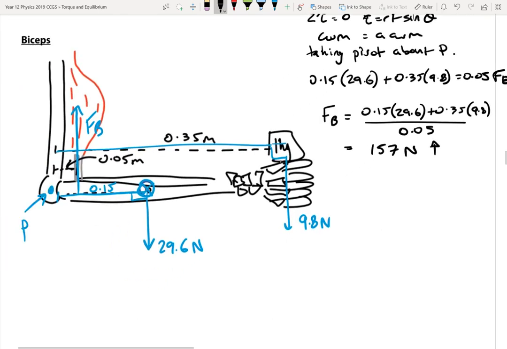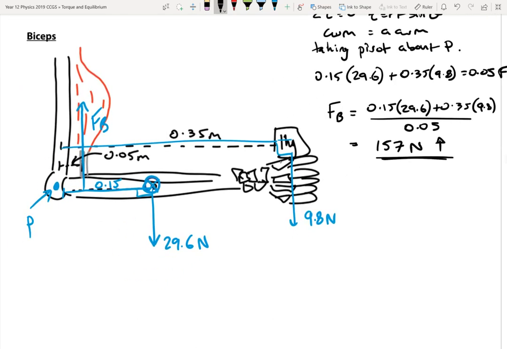Okay? Now again, a massive value up for two quite small values. If you look at the two small values down and a massive value up, there is another force here on the elbow. What do you think is providing the force and which direction is it acting?